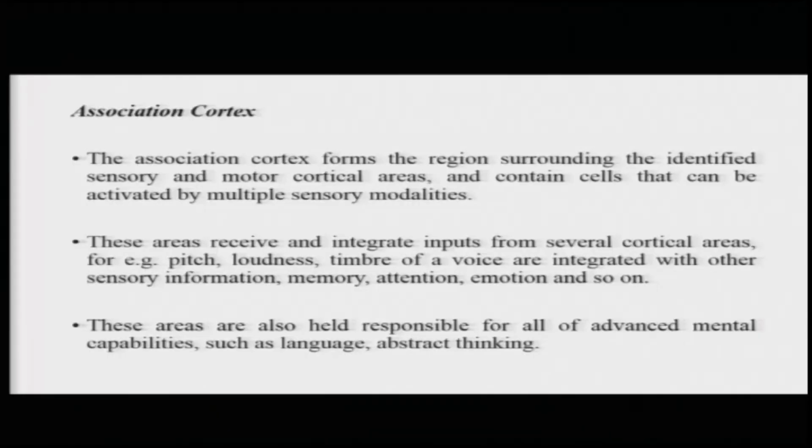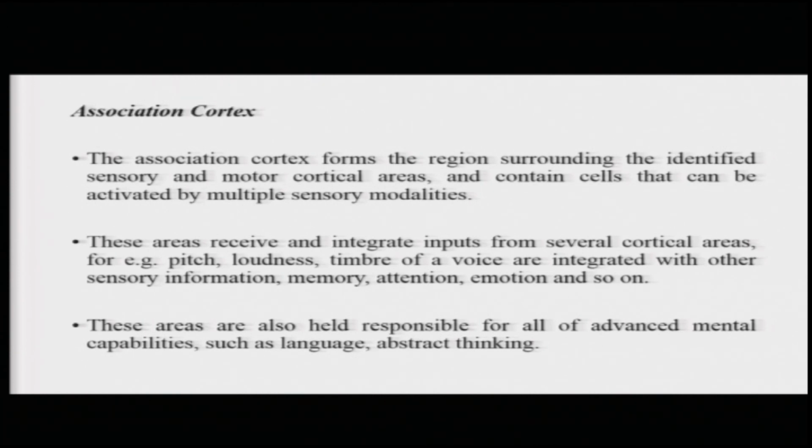Now, finally, we can talk about the association cortices. The association cortices form the region surrounding the identified sensory and motor cortical areas, and they contain cells that can be activated not by just the visual modality or just the auditory modality, but by multiple sensory modalities: vision, audition, sense, gustation, olfaction, proprioception, which is pressure, and so on. Many of these together will activate neurons in these regions, and these regions receive and integrate input from several cortical areas.